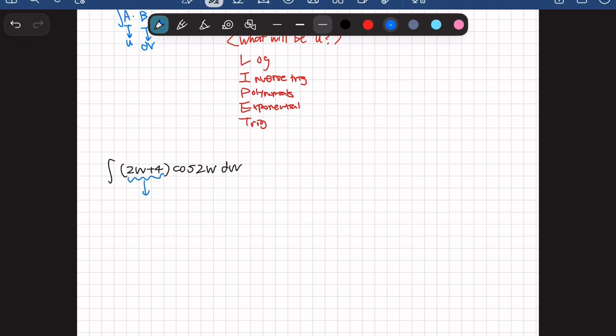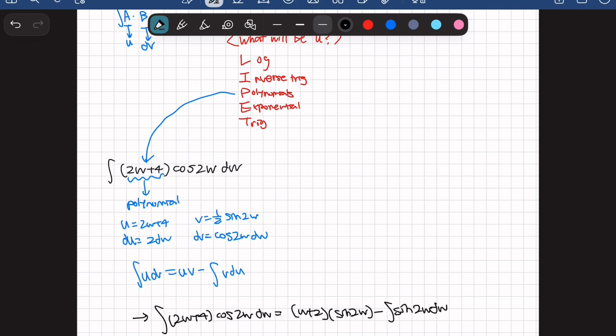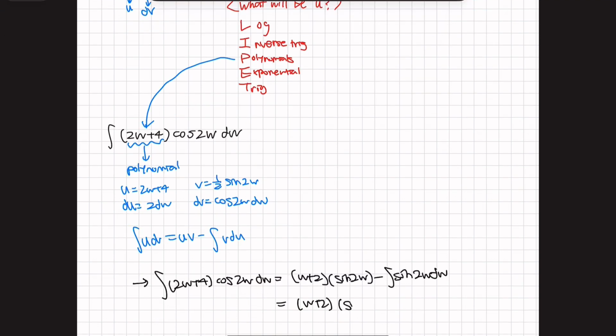And this is one example question I have. Here, 2w plus 4 is a polynomial, so it's P in the LIPID, so it will be u, and du would be 2dw, dv will be cosine 2w dw, and v will be 1/2 sine 2w. If we use the integration by parts formula here, we will substitute each u, du, v, and dv, and this will allow us to do the following calculation and get the correct answer.